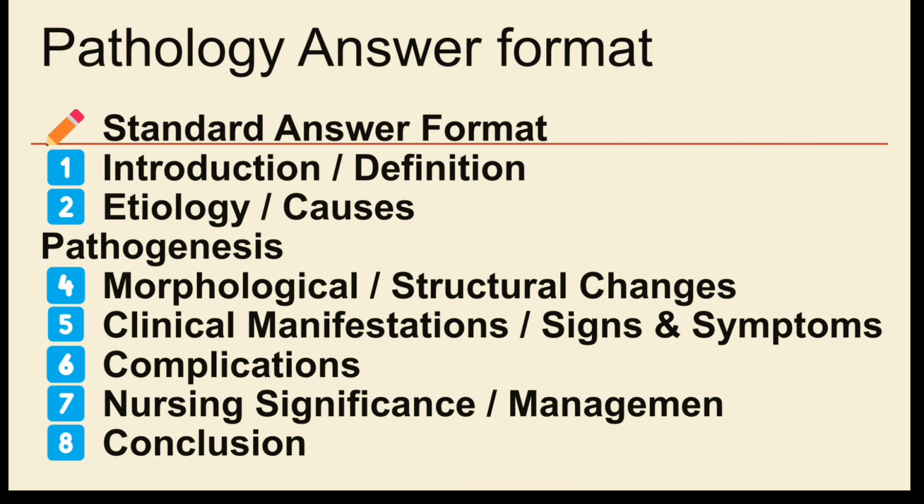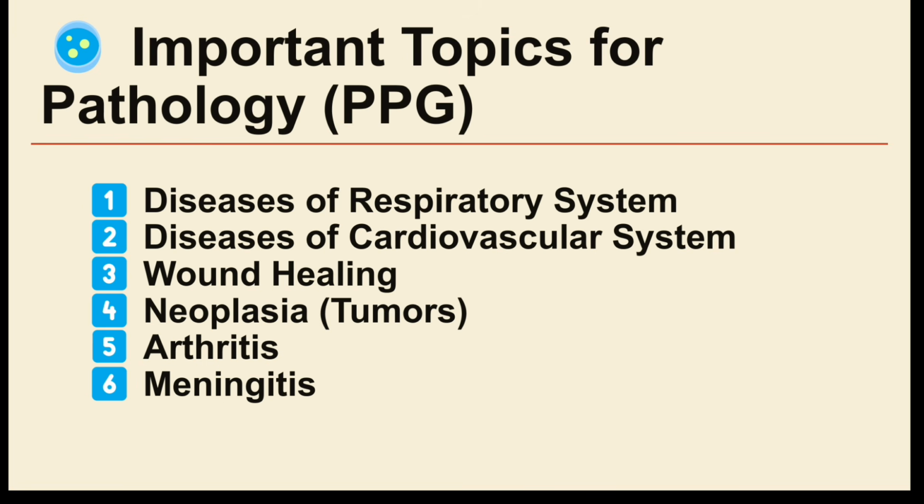Now we dive into pathology answer format. How we need to write pathology. First, if they are asking any kind of disease condition, you have to write introduction, definition, etiology or causes. After that, pathogenesis, morphological or structural changes, clinical manifestations, complications, nursing significance or management, and conclusion. This is a pattern. Important topics for pathology: diseases of respiratory system, diseases of cardiovascular system, wound healing, neoplasia, arthritis and meningitis. This is the format and important topics.